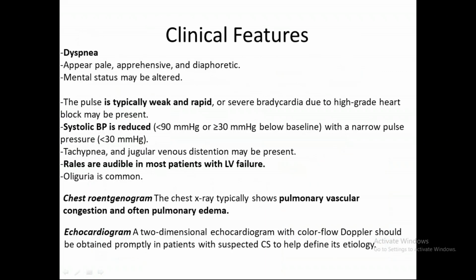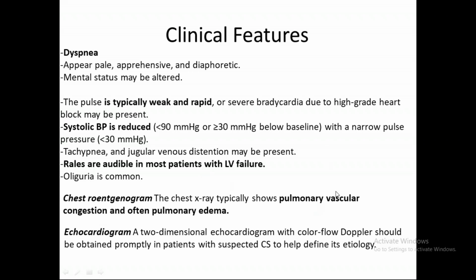Okay. So the clinical features of cardiogenic shock बहुत simple है, हम सबको आते हैं, ठीक है. There will be dyspnea. The patient will be breathless. Why? Because उसके lungs में पानी भरा हुआ है. There is fluid overload. The pulse is typically weak and rapid because the heart is not functioning. Systolic blood pressure is reduced. There is tachypnea. There is jugular venous distension. Rales, crackles, creps are audible. Auscultation करोगे, creps are audible in most of the patients, right?